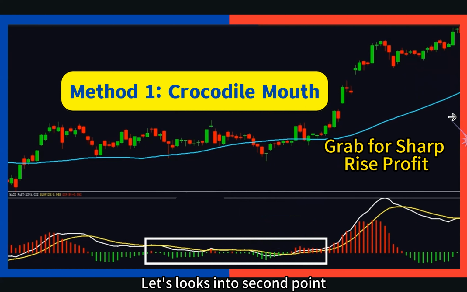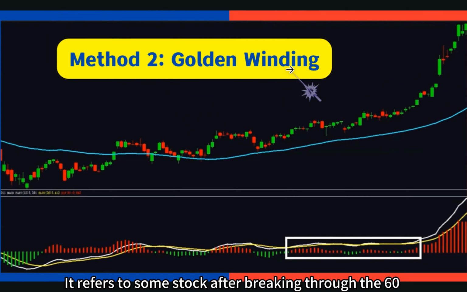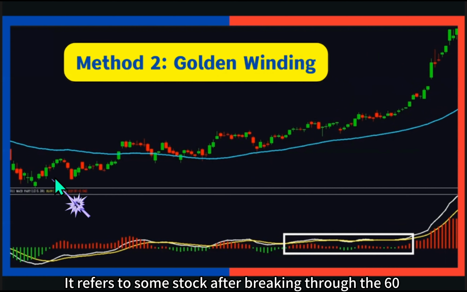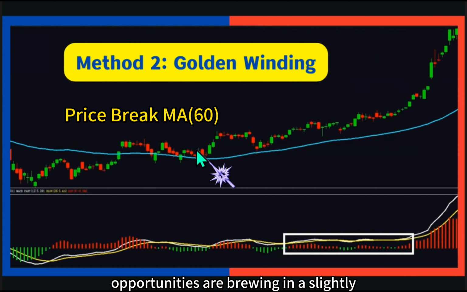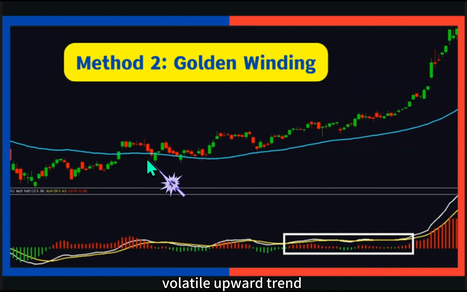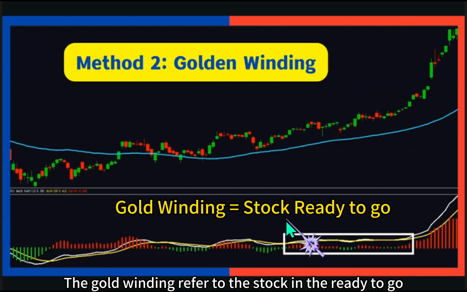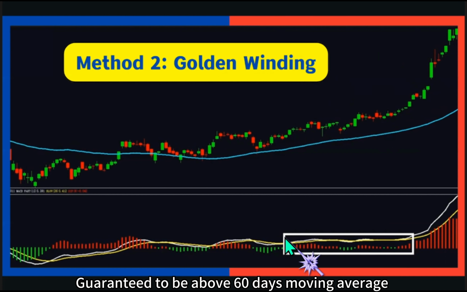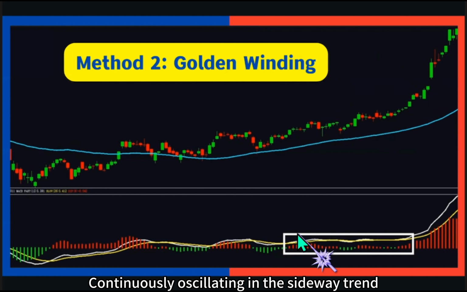Let's look into the second point. Gold winding model. What is the gold winding model? It refers to some stocks that, after breaking through the 60 days midterm moving average, do not increase much, even mostly going sideways. Opportunities are brewing in a slightly volatile upward trend. But sometimes if you mess around, it often falls after buying. The gold winding refers to the stock being ready to go, guaranteed to be above the 60 days moving average and above the zero axis, continuously oscillating in a sideways trend.